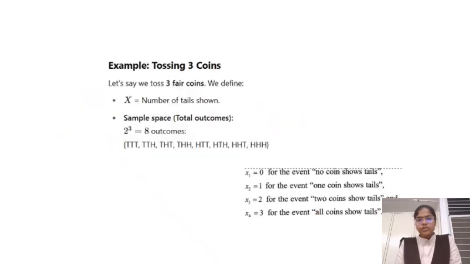For example, tossing three coins. Let's say we toss three fair coins. We define capital X as the number of tails shown. Here the sample space is total outcomes, 2 cubed is 8 outcomes. Here we can show the output. Here x1 equals 0 for the event no coin shows tails, x2 equals 1 for the event 1 coin shows tails, x3 equals 2 for the event 2 coins show tails, and the final x4 equals 3 for the event all coins show tails.